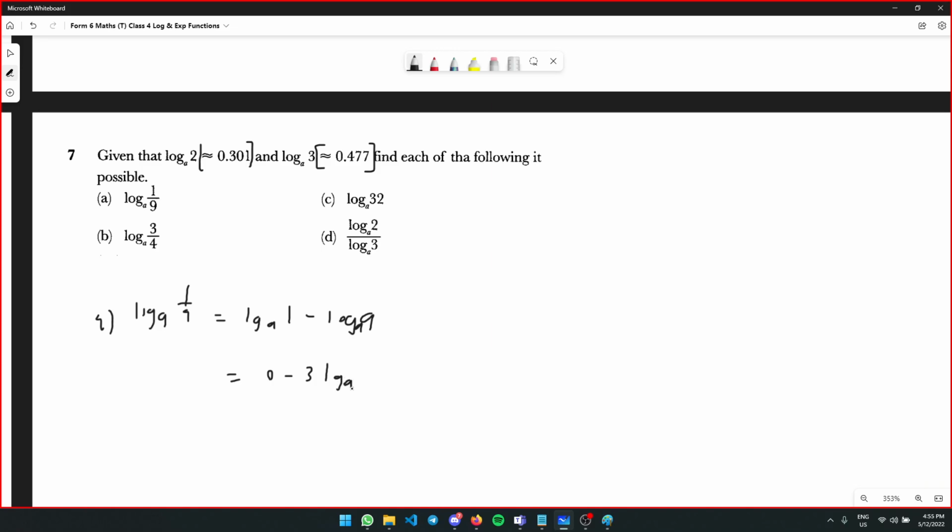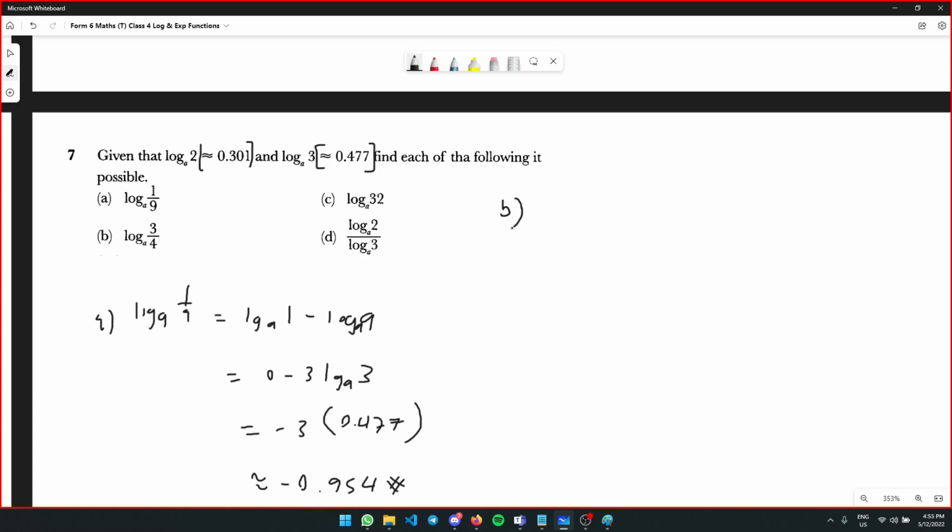Log a 3, then just multiply them. Minus 3, you can put the value here as 0.477. You'll get the final answer. Oh yeah, the final answer cannot be an equal sign. It has to be the squiggly one because they also mentioned approximately. So you also put 0.954. I think this will be the answer. So this is how you answer this type of questions.